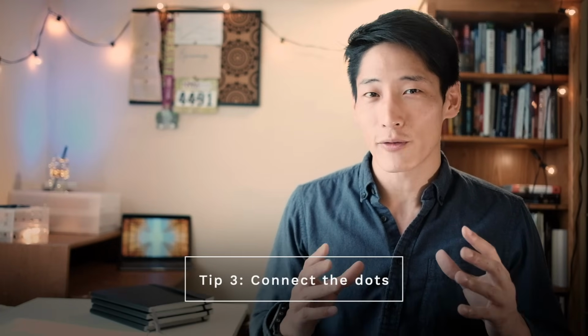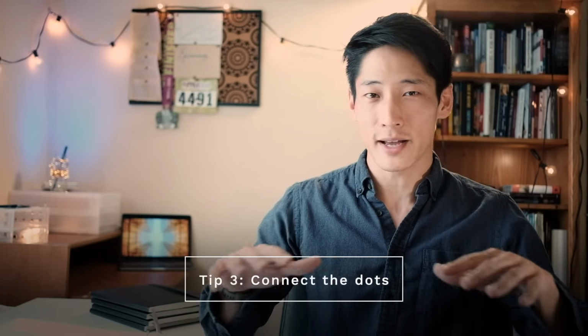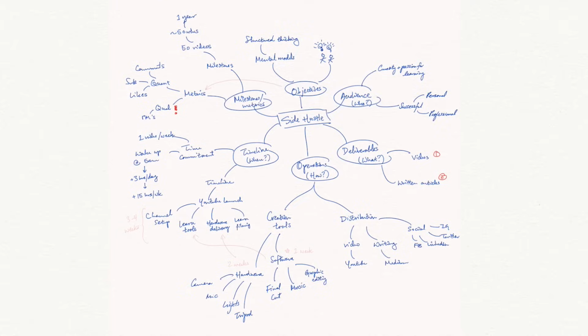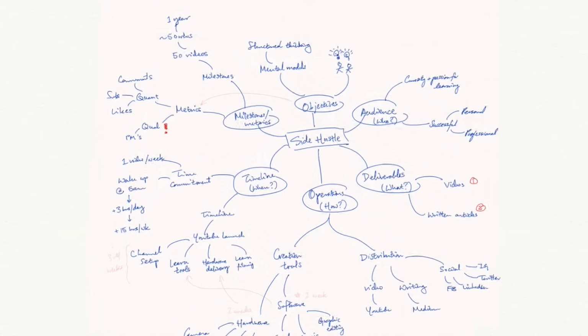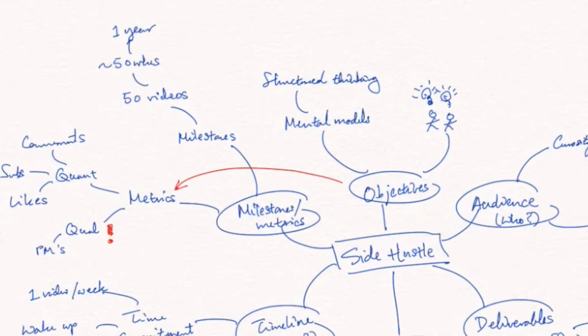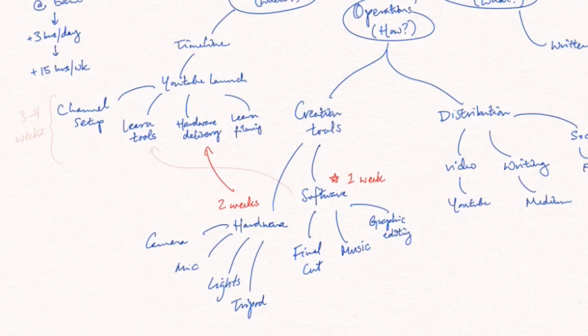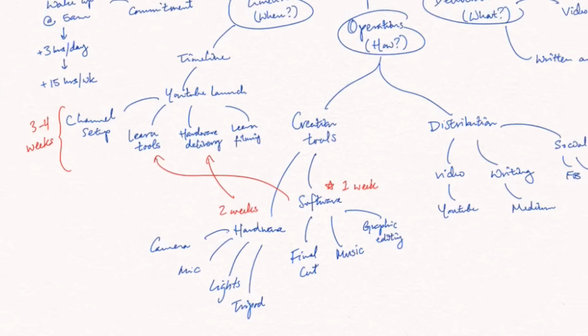Number three, connect the dots. One of the great things about putting information down spatially is that you can link things together from across the map. For example, I could draw an arrow from objectives to metrics to remind myself that the metrics I track need to tie back to my original purpose, or to incorporate an estimated time to learn new skills and for new gear to arrive in the launch schedule.